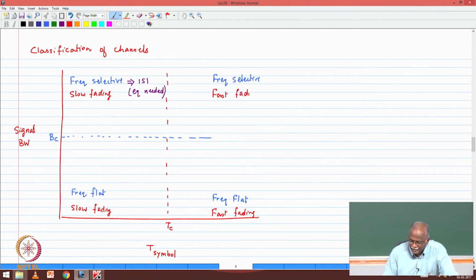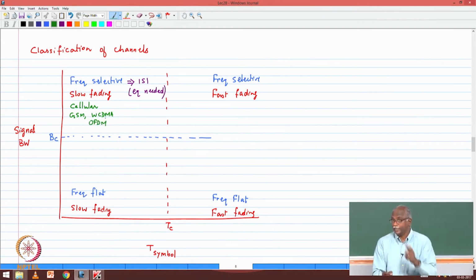Now, very quickly tell me which quadrant GSM would fall into. GSM would fall into slow fading because several symbols are experiencing the same channel coefficients, and the channel is time dispersive, so it's frequency selective. So most of our cellular systems will fall here. Cellular systems, whether it is GSM or wideband CDMA, they are all in this category, and OFDM also will fall into this category if you need equalization.